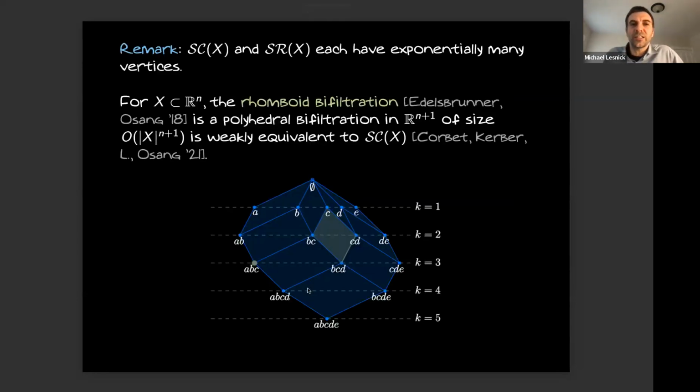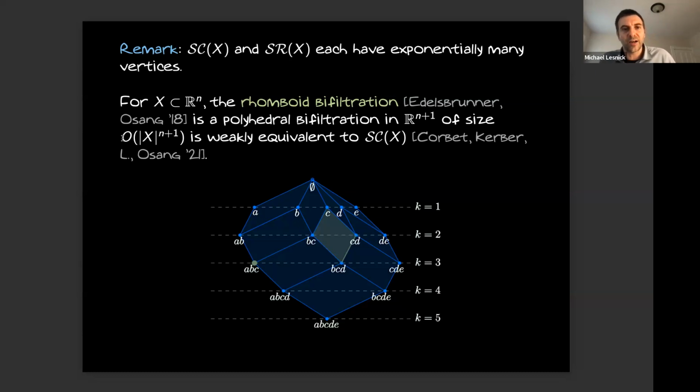Now, I think this is an elegant construction, but it's important to remark that both the subdivision Čech and subdivision Rips bifiltrations have exponentially many vertices in the size of X. And this raises the question of whether there's a bifiltration weakly equivalent to these, or approximately weakly equivalent, that has smaller size. At least for the case of points X in R^n, in the case of subdivision Čech, we do have an answer. It turns out that the rhomboid bifiltration of Edelsbrunner and Osang, which they defined a few years ago, is a polyhedral bifiltration in R^(n+1), and it's weakly equivalent to the subdivision Čech bifiltration.